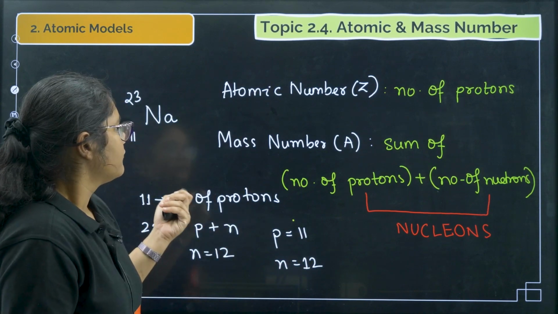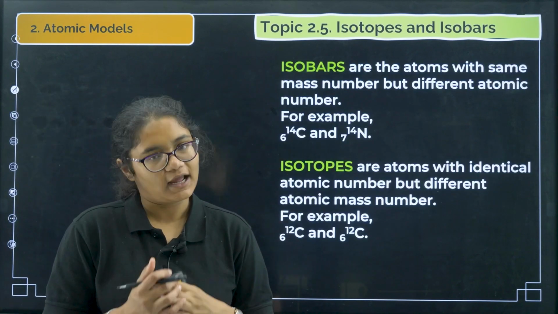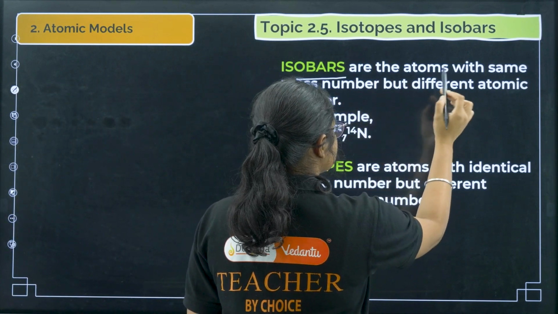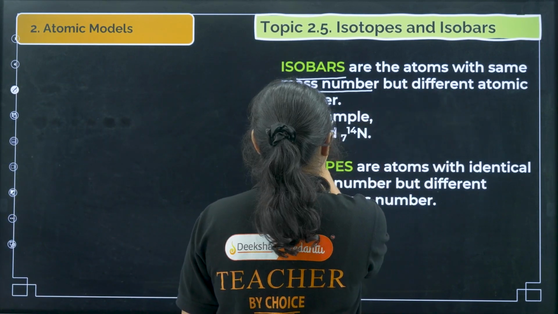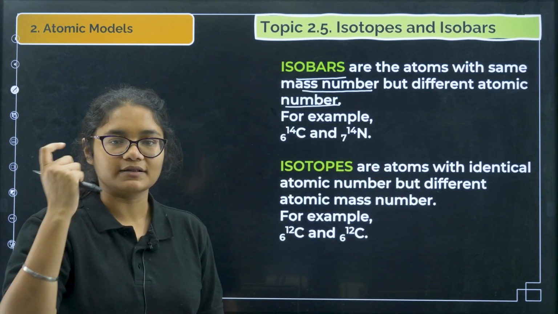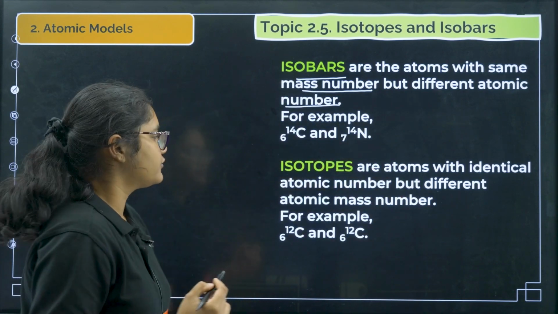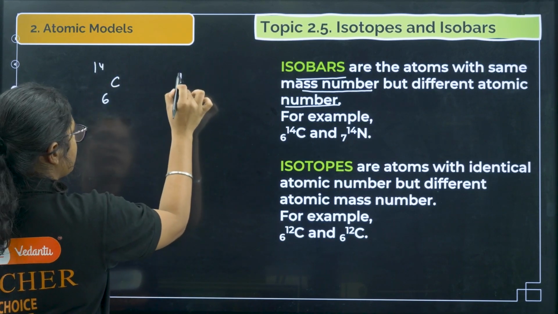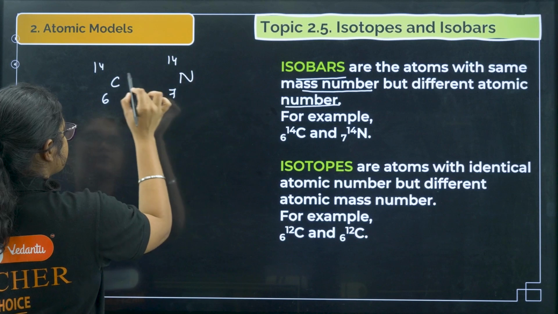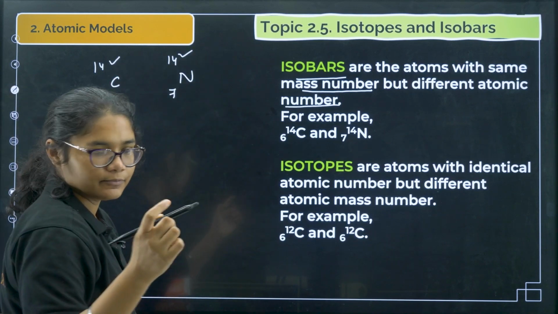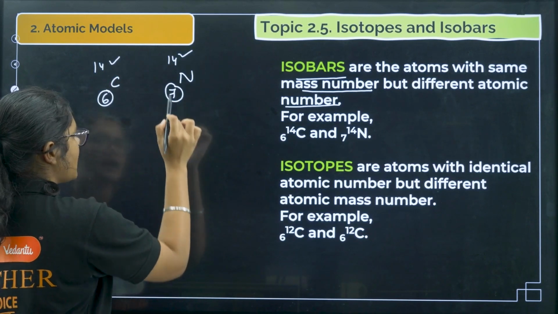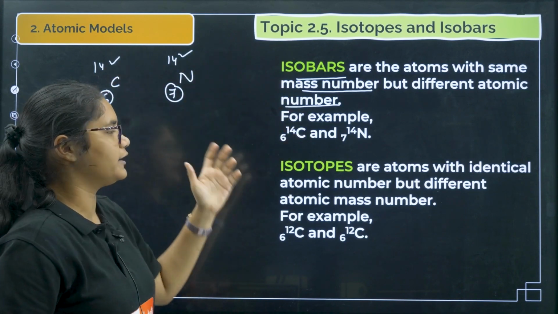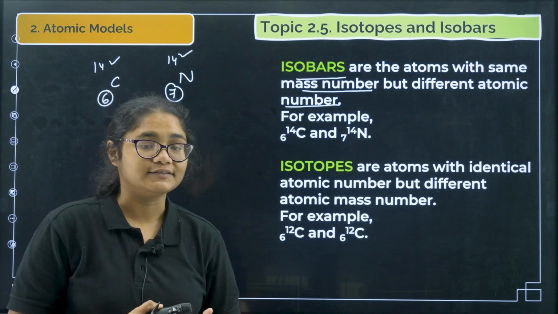Okay, fine. Next, coming to isotopes and isobars. So this is also very important. So now what is isobars? Isobars are the atoms with same mass number but different atomic number. Okay, same mass number but different atomic number. So you can see in an example here, carbon 6, 14 and nitrogen 7, 14. So you can see these mass numbers are same, okay, but these atomic numbers are different, right? So if we have same mass number but different atomic numbers, we call them isobars.